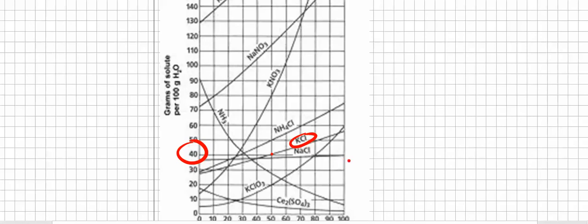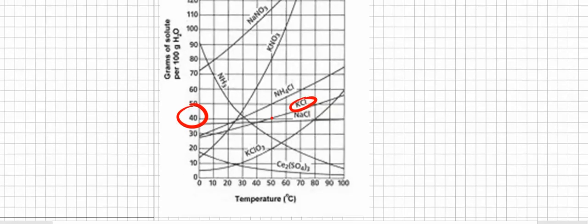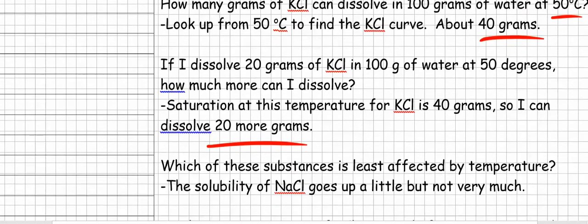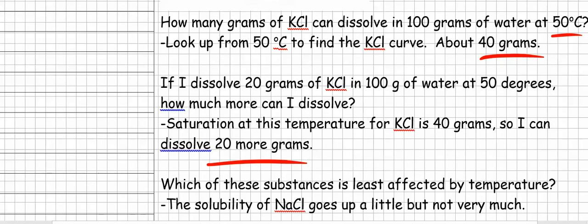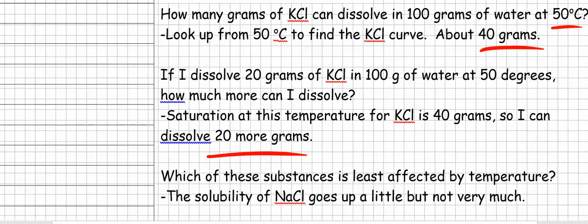As you go from left to right, it's not increasing. It's increasing a little bit, but not very much. So in other words, it doesn't really matter for the most part what the temperature is, whether it's 10 degrees or 100 degrees. You're going to be able to put about the same amount of sodium chloride to saturate, and so sodium chloride would be our answer, okay? Sodium chloride is the answer.